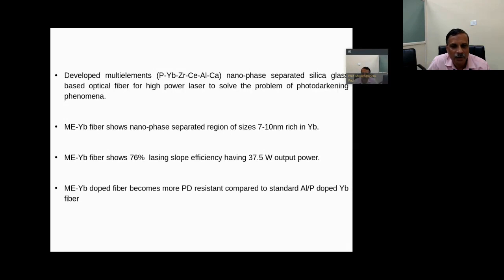will give rise to high scattering loss, and we obtain 76% engineering efficiency and 37.5 output power. And this kind of fiber becomes very photodarkening resistant compared to standard aluminum phosphorus doped ytterbium doped fiber.